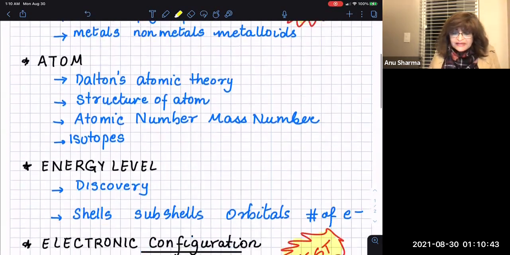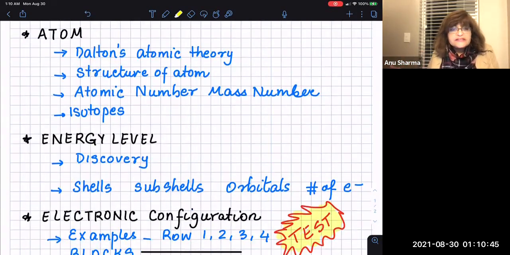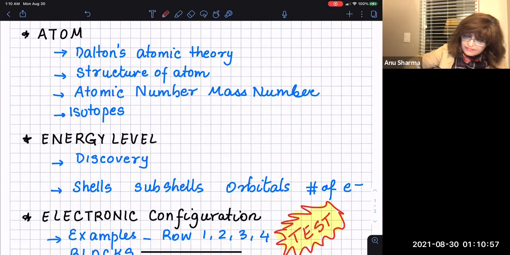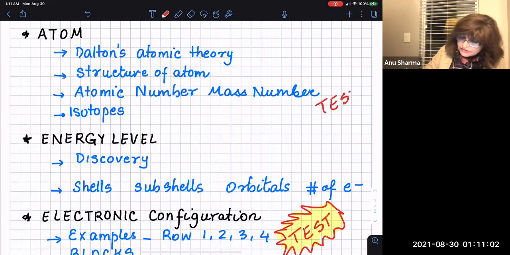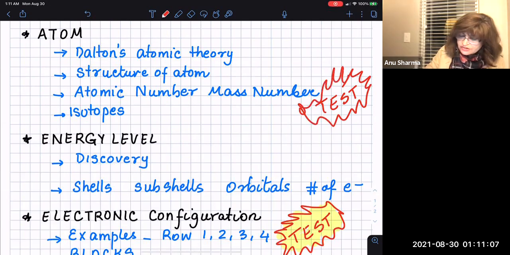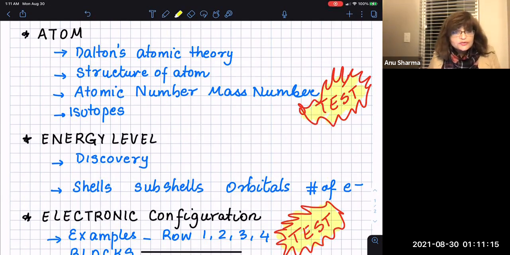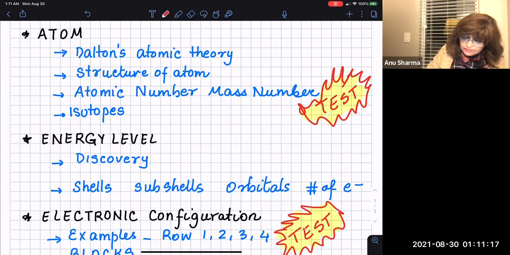Next is the atomic theory, which is basically the history and the structure of the atom, how we came about knowing what the structure of the atom is. And then we will look at the atomic number and the mass number. The historical part you can leave, but at least you should know how to use the mass number and the atomic number to get to the number of neutrons, and the protons and the electrons, okay? And the concept of isotopes. What are isotopes? So this is also important.